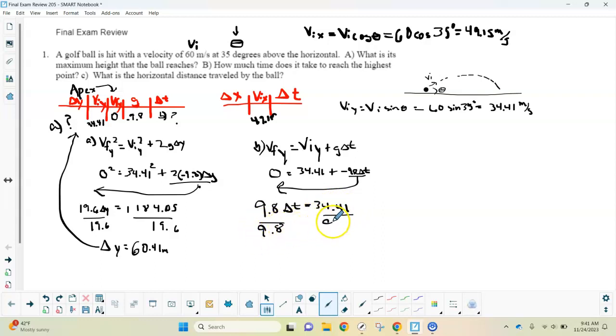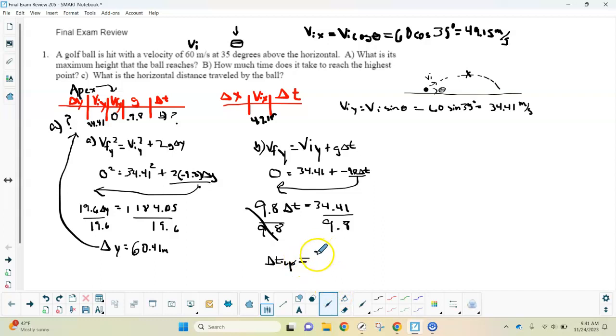Again, just taking you through all the algebra. So when that happens, you get delta T, and this is only the time going up. So just to be clear, this is just the time to go from the lowest point up to this highest point up here at the apex. So when you do that, you get around 3.5 seconds.